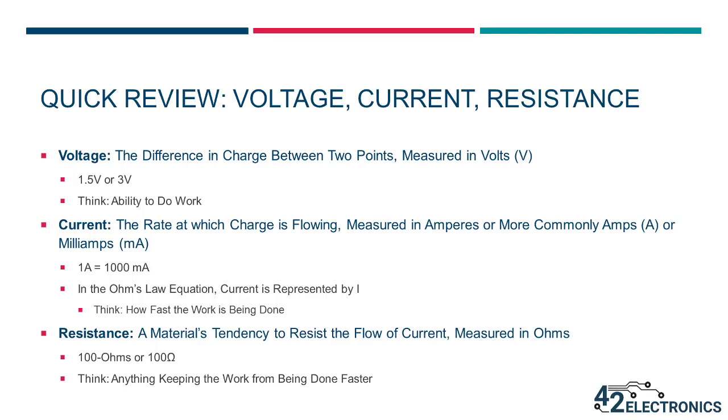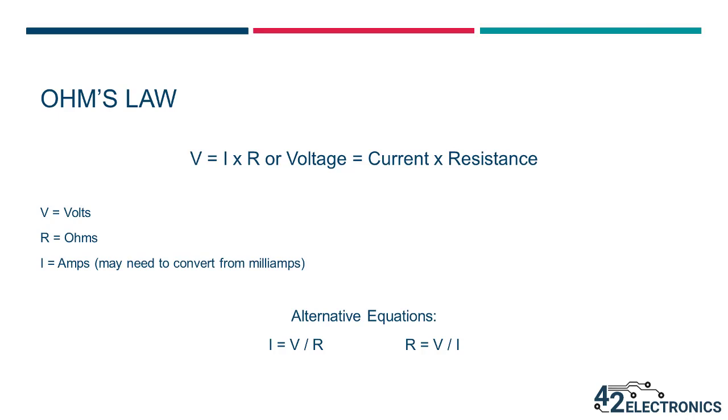Voltage is the difference in charge between 2 points, measured in volts. Current is the rate at which charge is flowing, measured in amps or milliamps. In the Ohm's law equation, current is represented by a capital I. All right, and resistance is a material's tendency to resist the flow of current, measured in ohms, or the Greek omega symbol. Okay, now remember, think of voltage as the potential ability to do work. The current is how fast the work is being done, and resistance is anything keeping the work from being done faster.